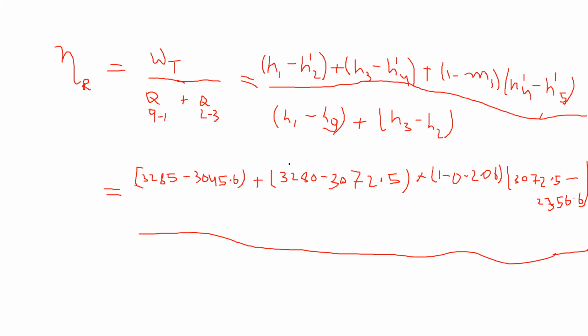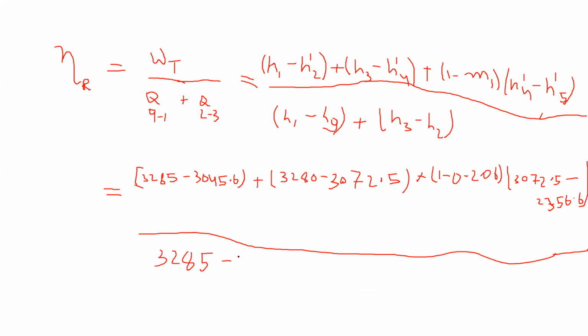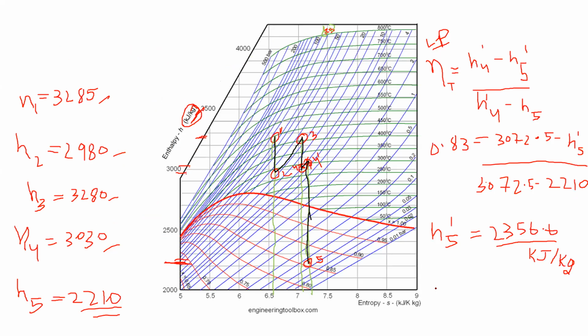And what is the H1 here? H1 is 3285, minus H9, which is equal to H8, that is 762.6, plus H3, which is equal to 3280, minus H2. Here H2 is equal to 2980.